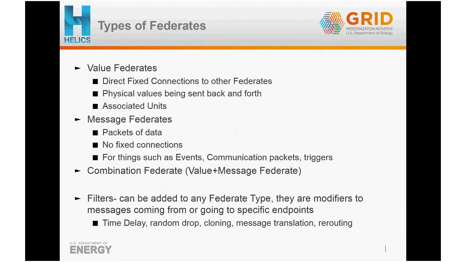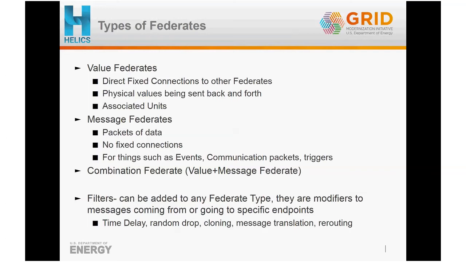There are a couple of different types of federates throughout Helix. The first is a value federate, and this establishes direct fixed communications to other federates. This is meant to simulate physical values being passed back and forth. So if you have, say, voltages from a transmission network going to a distribution network, and these interact together in a pretty fixed fashion, this is where you would use the value federate. And they also have associated types and units, so you can send different kinds of data, and they can have associated units with them, so you could do a unit translation.